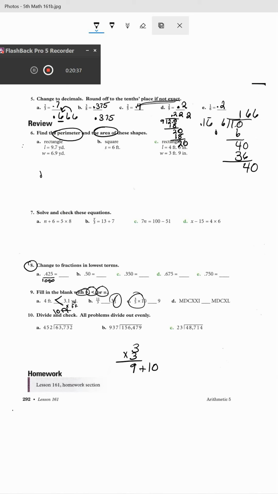All right. On these, they all divide out evenly, so you shouldn't have any problem with that. All right, I think we're done. I'll leave you to yourself to finish the rest of this. Have a good day, and I'll see you tomorrow.